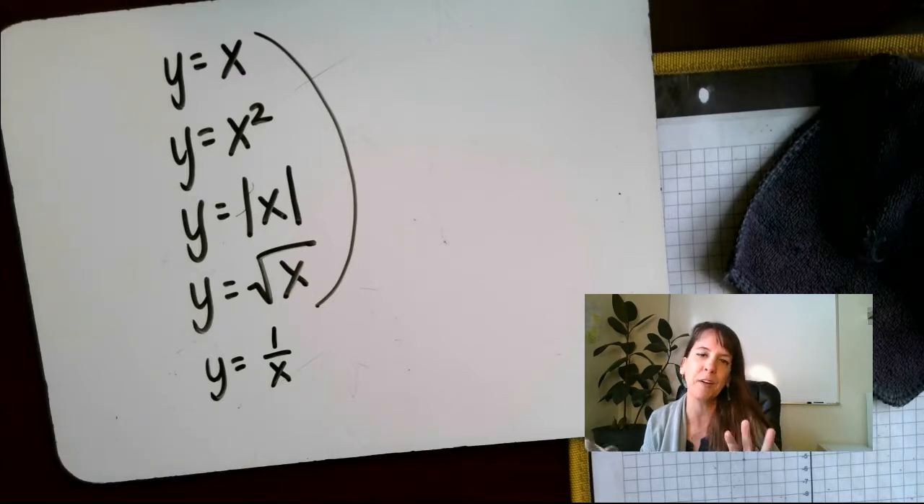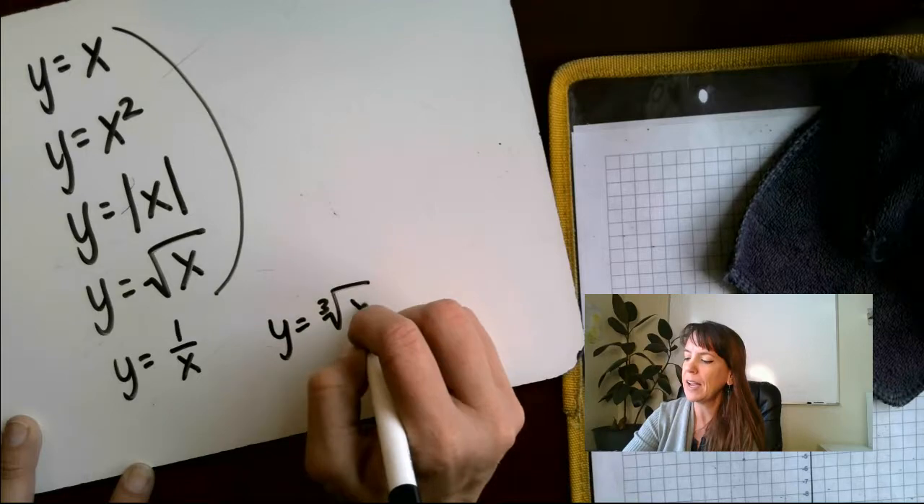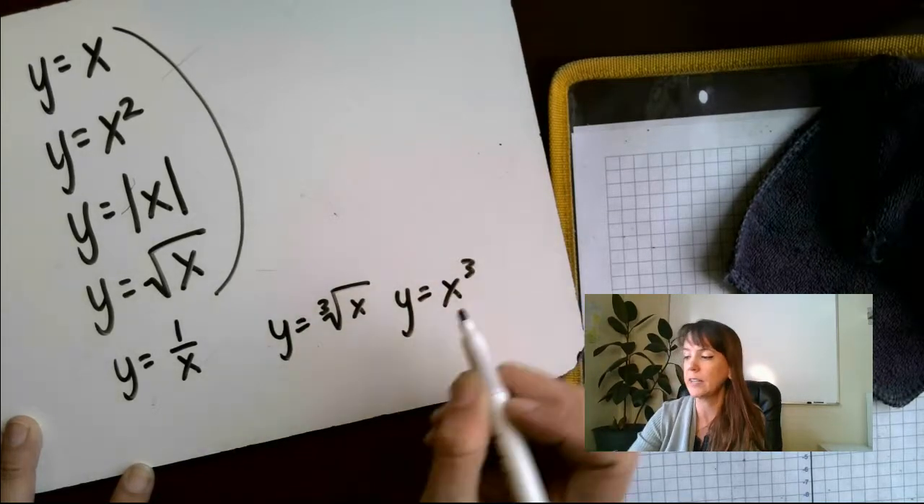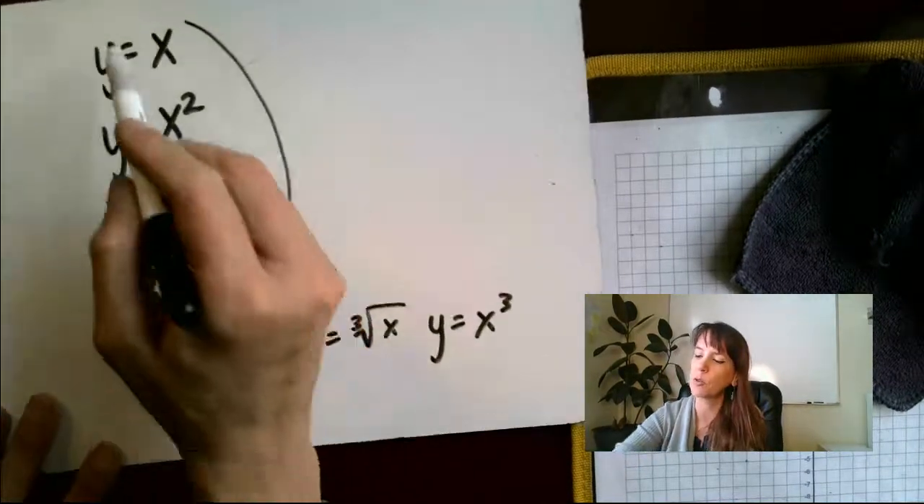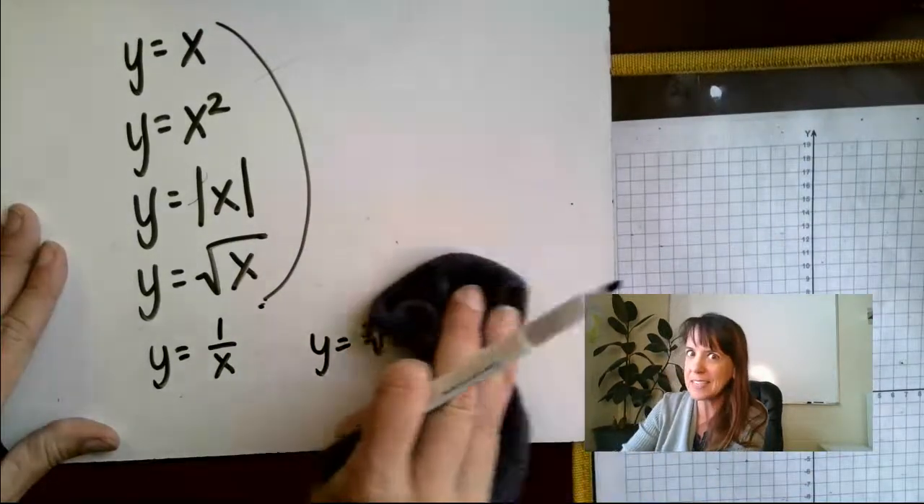Then there's a couple of other parent functions that we'll talk about, like y equals cube root of x, y equals x to the third, right? Those are some other ones that we'll eventually get into. But for right now, these guys are all related because that's how we manipulate them. Hopefully this makes sense, okay?